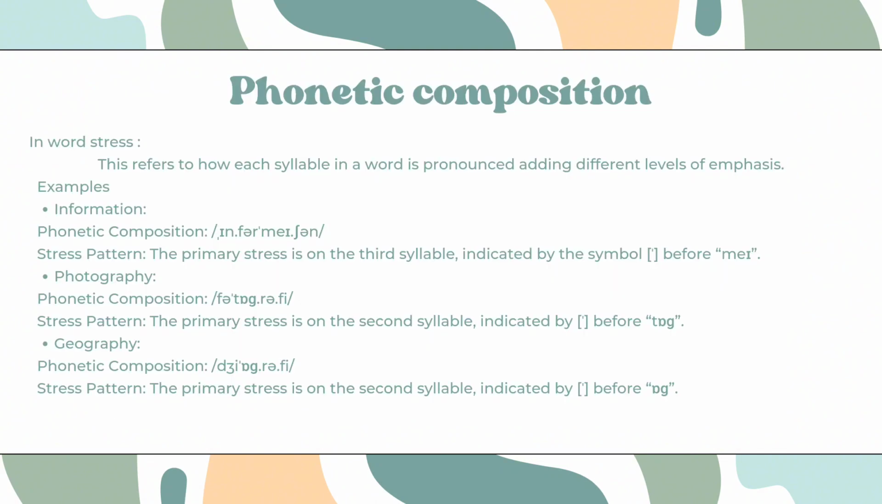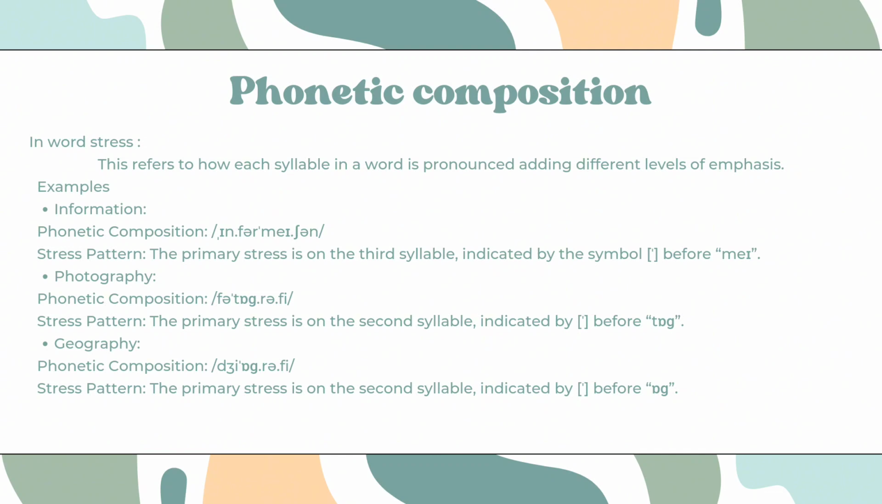Next up, we have phonetic composition. Exactly in word stress, this will refer to how each syllable in a word is pronounced, adding different levels of emphasis to different areas of the word. Here we have some examples. We have first information. Here you have the phonetic composition. We have a stress pattern. The primary stress is on the third syllable. It will be indicated by the symbol on the top, and it is before the stressed syllable, so information.